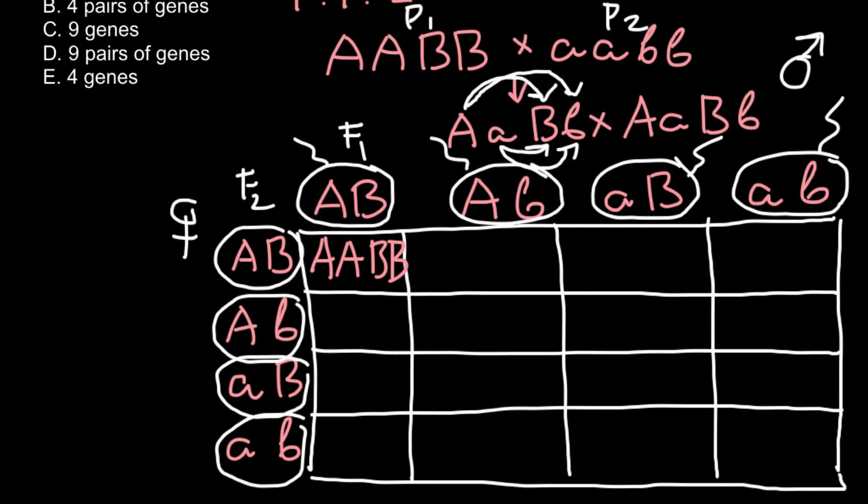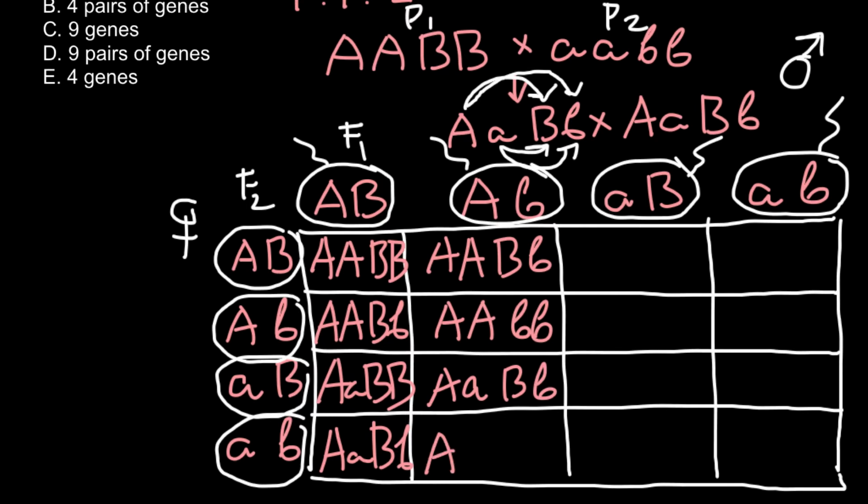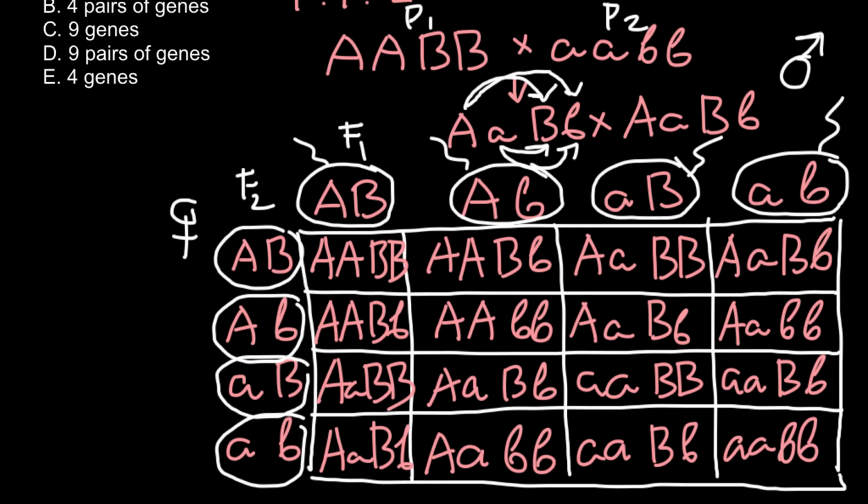F2 generation. So capital A and capital B, small b here, capital A, small a, capital B here, capital A, small a, and capital B, small b here, and capital A, capital B, small b, capital A, small b, and capital A, small a, capital B, small b, and capital A, and small b here. I will speed up my video.